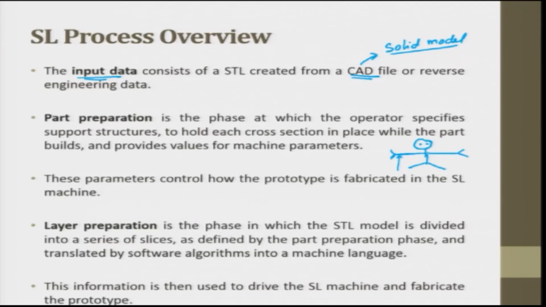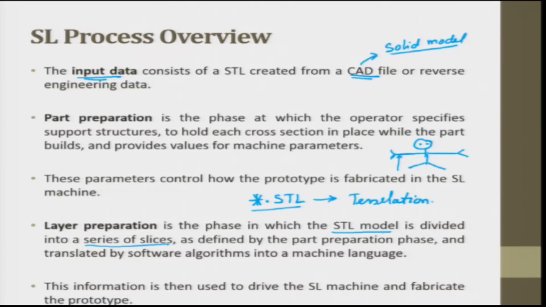Layer preparation is the phase in which the STL model is divided into a series of slices. So, what is this STL model? When you finish the CAD, you store the CAD data as star.stl. So, when you store it, it becomes an STL model. The STL model is nothing but you try to convert the solid model into tessellations. Tessellations are small triangles or meshes, which we call.